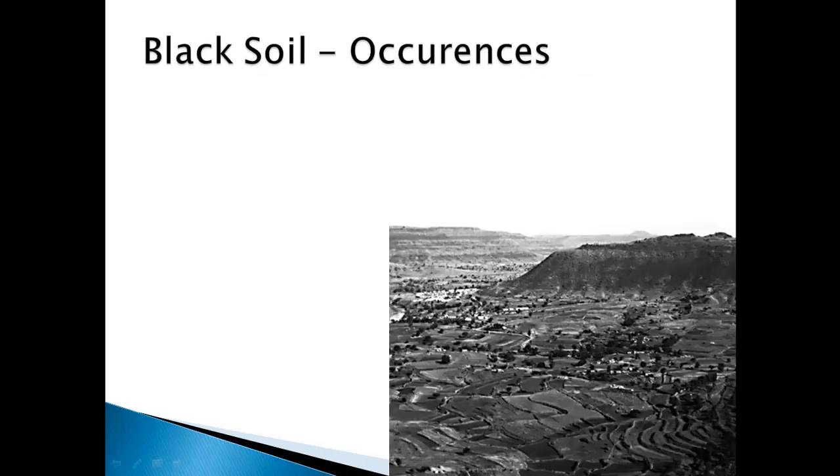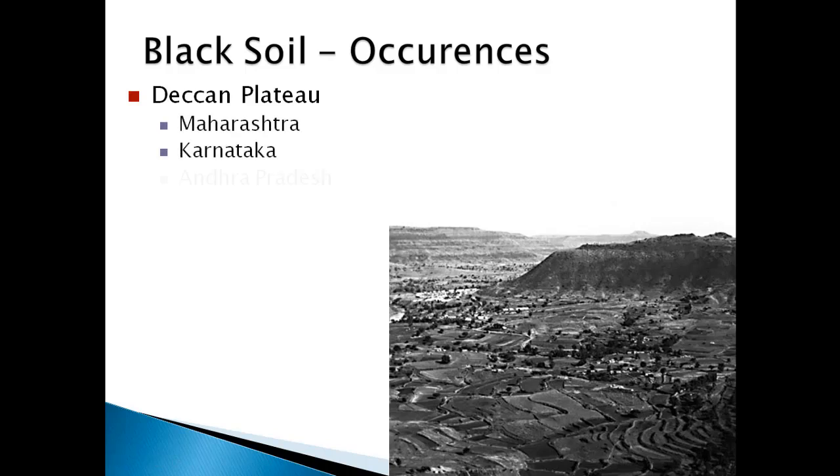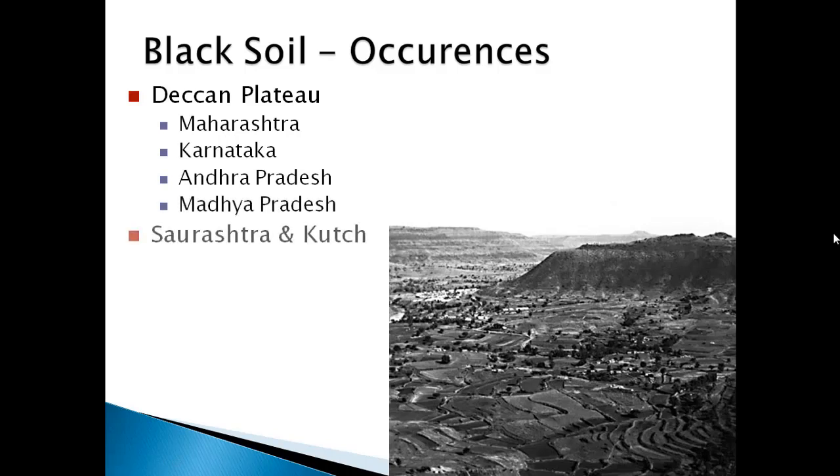Now we'll understand the occurrence of black soil in India. Black soil is mainly found in the Deccan Plateau region. The Deccan Plateau is geographically located in the southern part of India, primarily in peninsular India. It is relatively higher. It is formed due to the repeated flow of lava in the past when the Indian plate was attached with the African plate. These are the states that fall in the Deccan Plateau region: Maharashtra, Karnataka, Andhra Pradesh and Madhya Pradesh, followed by the Saurashtra and Kutch region. Because of this, the area is covered with black soil.